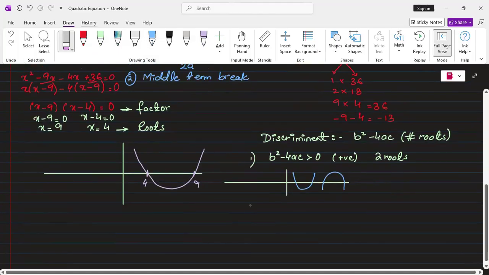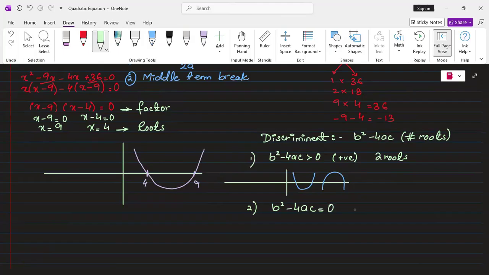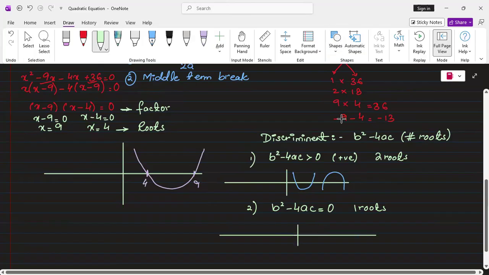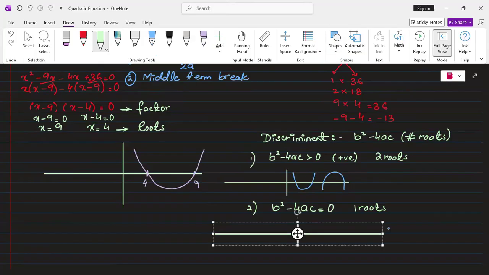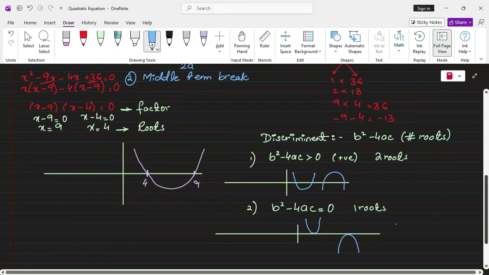Now the second one is if b square minus 4ac turns out to be equivalent to 0, that means your equation or the curve has only a single root. Now how does the curve have a single root? It can only have a single root if the curve is tangent to the x-axis. Either it's going to look like this or somewhat like this. All right.